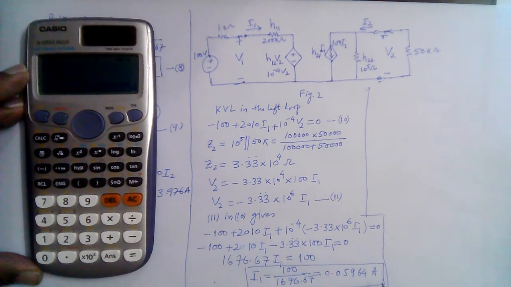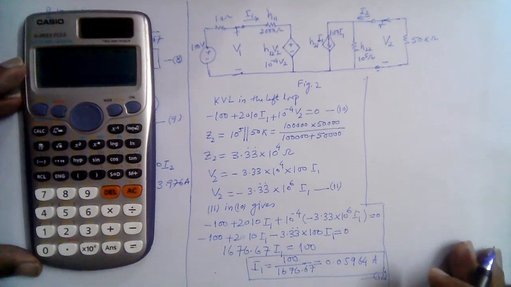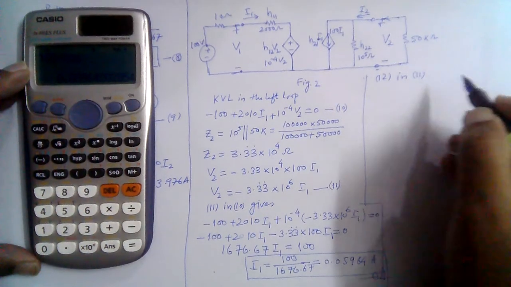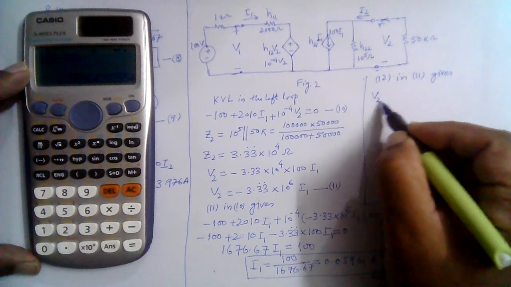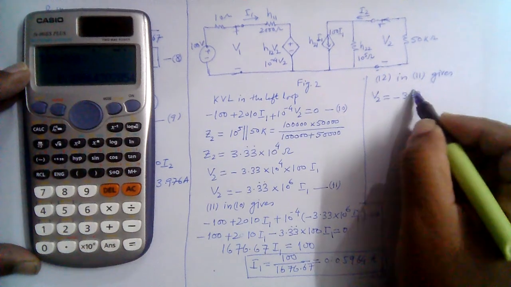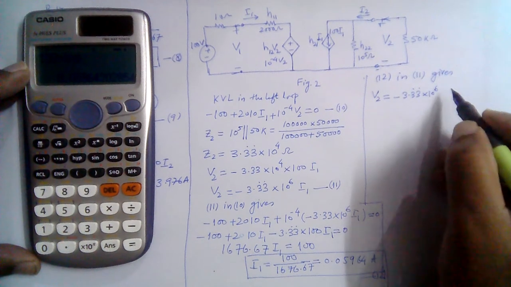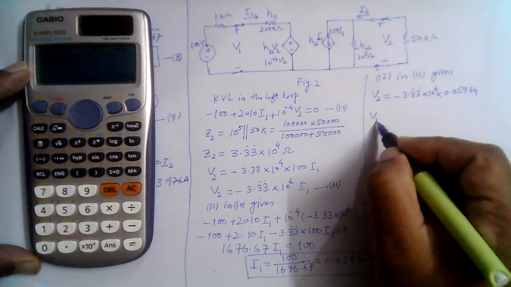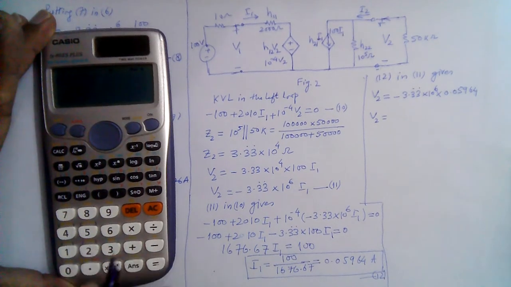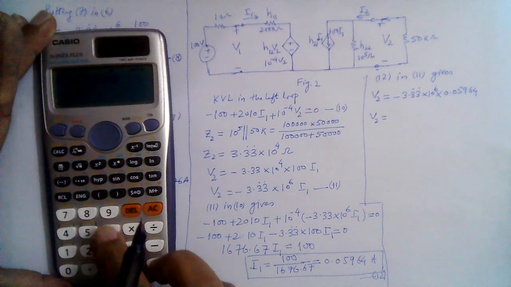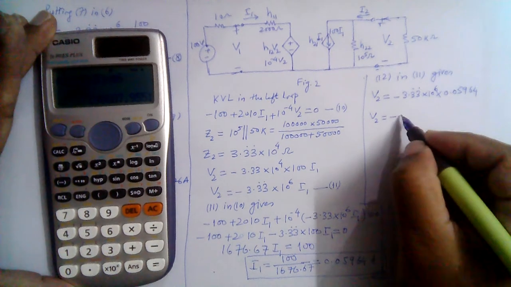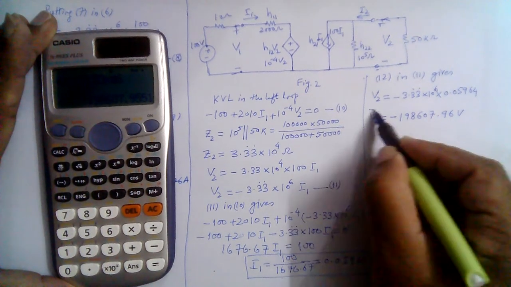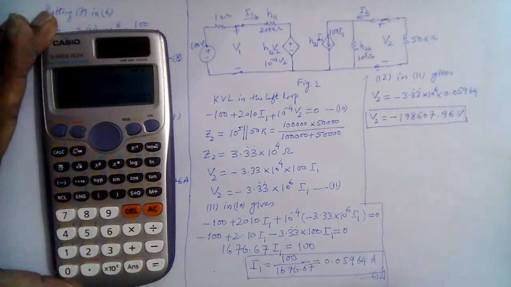So let me call this equation 12, right? Equation 12. So putting 12 in 11, it gives us the value of V2. So V2 is equal to minus 3.33 into 10 power 6 into I1, and that is 0.05964. So V2 is equal to 3.33 into 10 to the power 6, and that is minus 198,607.96 volts. Minor difference from the previous found value, right, due to the propagating error, right.